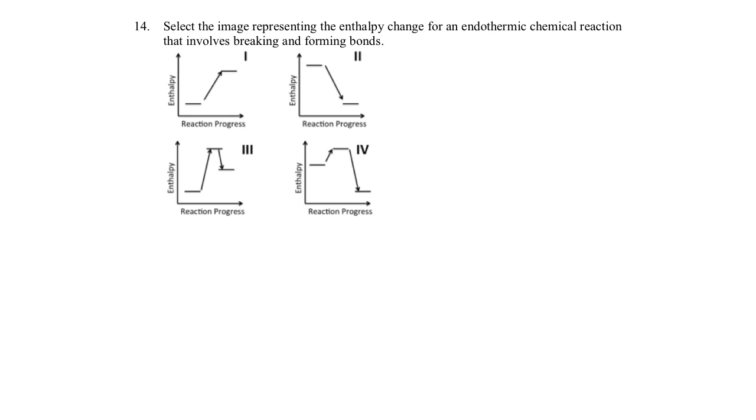So select the image representing the enthalpy change for an endothermic chemical reaction that involves breaking and forming bonds. An endothermic reaction is one where your reactants and your products differ in enthalpy such that the products are higher. So this one is the correct answer. We're breaking the bonds. That's the energy to break the bonds. This energy we get back when we make the new bonds.